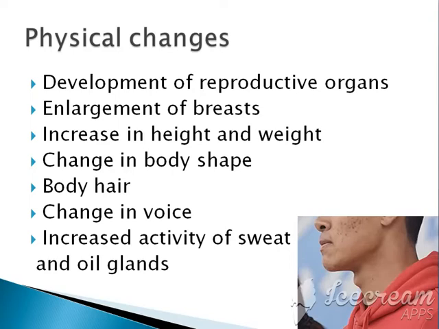Okay, these are the physical changes undergone during adolescence. What are the physical changes? Development of reproductive organs, enlargement of breast, increase in height and weight, change in body shape, body hair, change in voice, increased activity of sweat and oil glands.